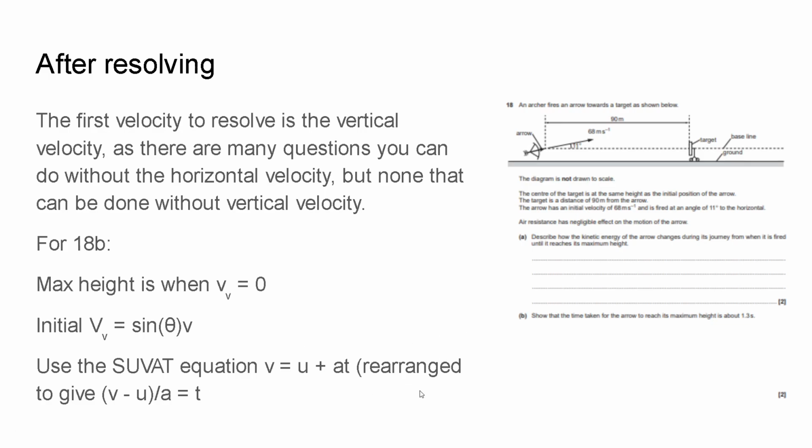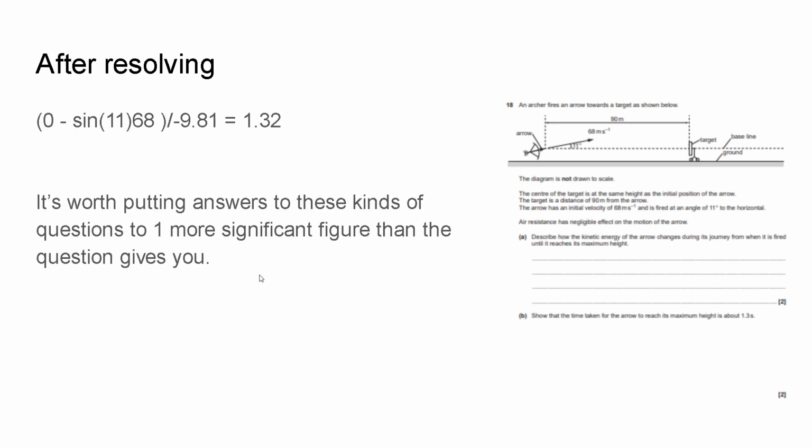And then we rearrange this equation to give us v minus, or the final velocity, which we want to be 0, minus u, which is that initial velocity, equals the time. So we get the time taken for it to get to 0 vertical velocity. So for this, we have it as 0.